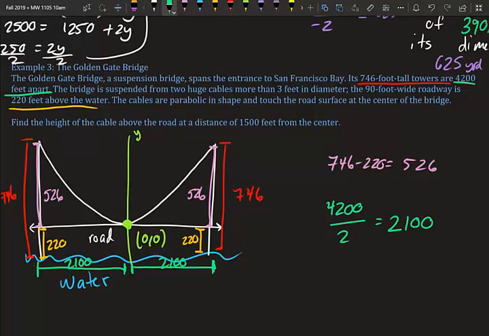Now it's asking, find the height if the distance from the road is 1,500 feet. So what we're talking about from here to here, let's say that's 1,500. What's the height? So we're trying to find this spot right here. So 1,500, and we want to find the y, the height. Remember, height is always y.